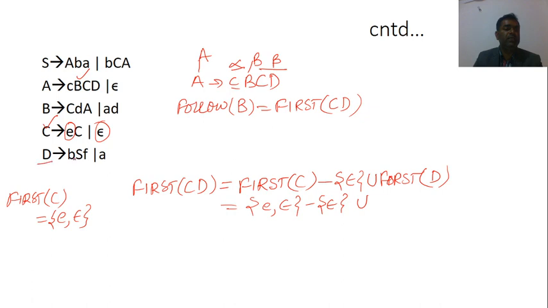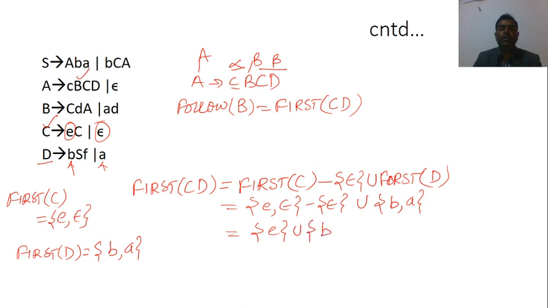You can see here first of D equals first of this one union first of this one. First of B is B, and first of A is A. So I can write first of D equal to B comma A. So first of D is B comma A, and it is equal to E union B comma A. So it is equal to E B A. This is our first of CD, and first of beta does not contain empty, so it will be first of beta only. That means it will be E B A.